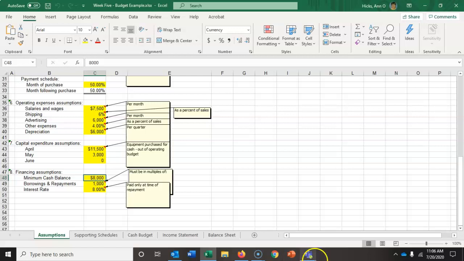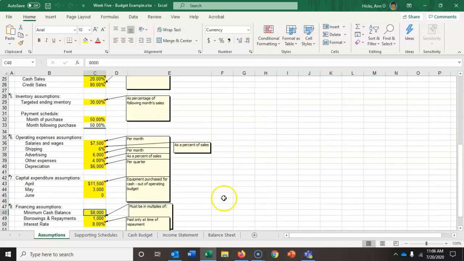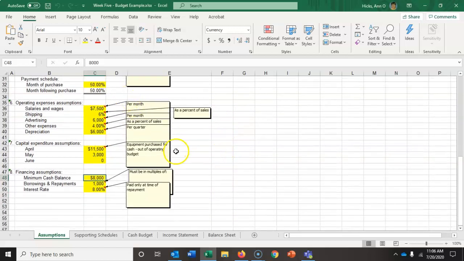Here's what I'm going to do. I'm going to stop this video at this point and start another video walking us through the example, primarily because I know it gets old after a few minutes listening to the video. So here are the assumptions. Keep this in mind, and then go on when you're ready to the next video, and I'll walk us through the master budget.